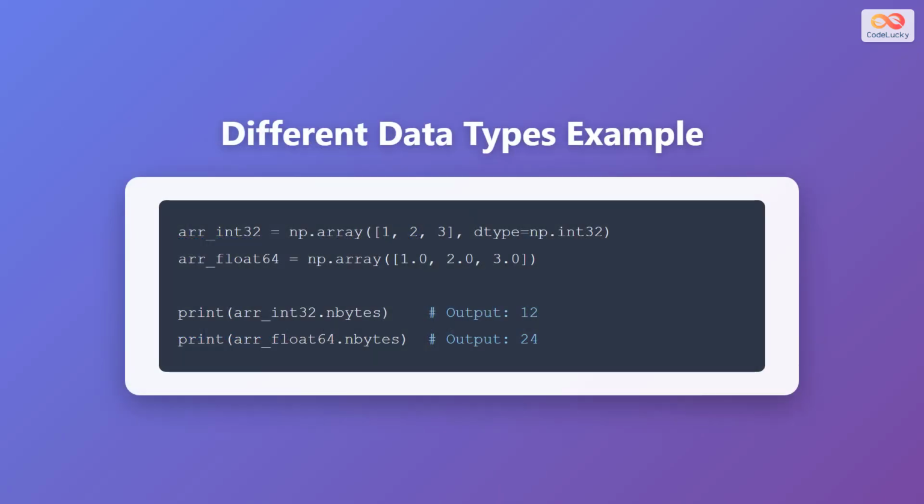Memory consumption varies significantly based on data type. Here we create 2 arrays with 3 elements each. The first uses int32, which takes 4 bytes per element, giving us 12 bytes total. The second uses float64, taking 8 bytes per element, resulting in 24 bytes. Same number of elements, but different memory footprints due to different data types.